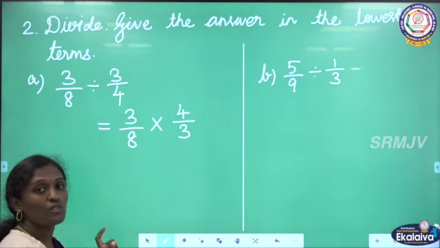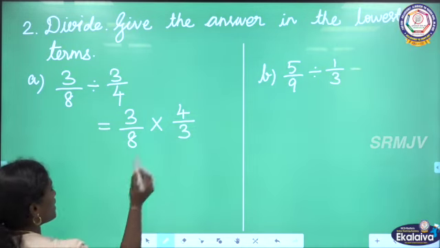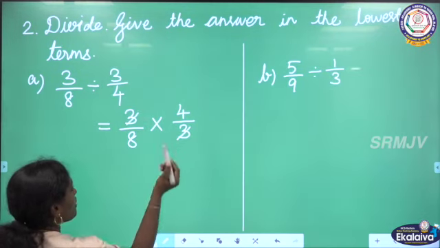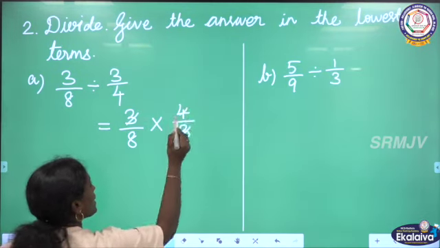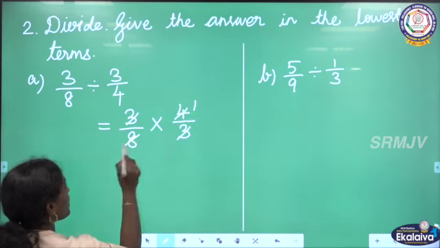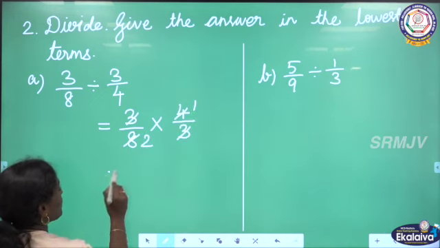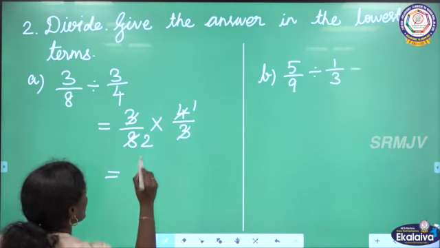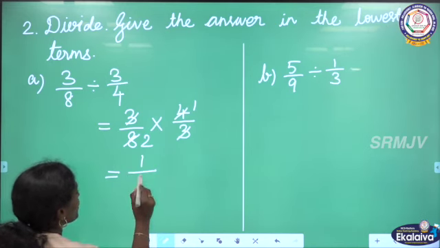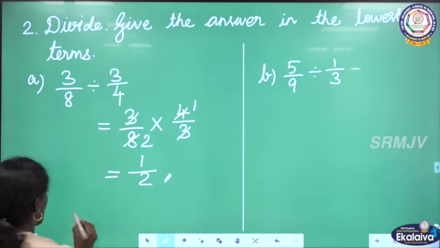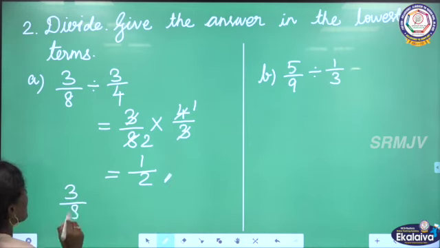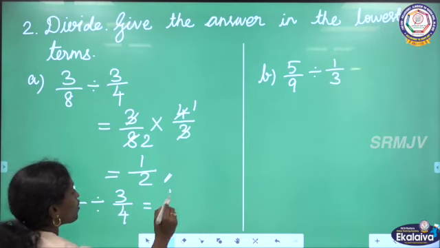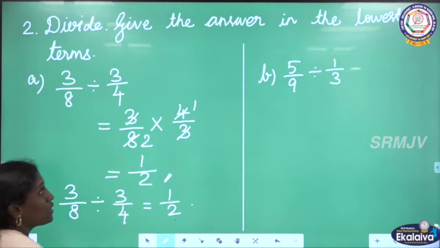Now we have to reduce the numerator and denominator numbers. Here we can reduce 3 and 3. Here we can reduce 4 and 8 in 4 table, 1 time, here 2 times. Here no other possibilities. So in numerator 1 into 1, 1, divided by 2. So 1 by 2 is the answer. 3 by 8 divided by 3 by 4 is equal to 1 by 2. Okay.